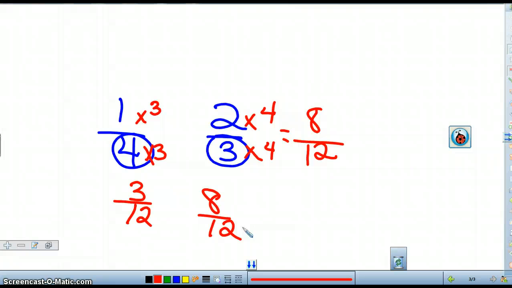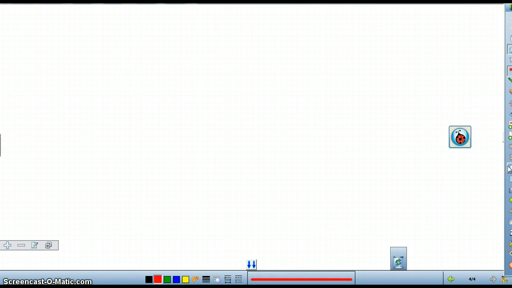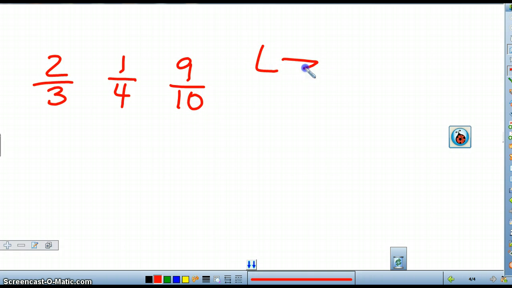Next one, number 3, says order the numbers from least to greatest. We have 2/3, 1/4, and 9/10. The directions say from least to greatest. Very common mistakes. When mistakes are made, it's because people ordered them wrong. Okay? Least to greatest. Always know what you're doing, if it's least to greatest or greatest to least. And so we have 3, 4, and 10. We need a common denominator between 3, 4, and 10.